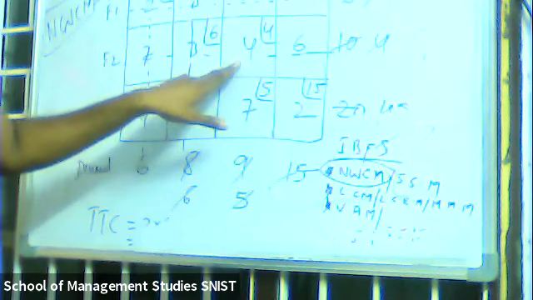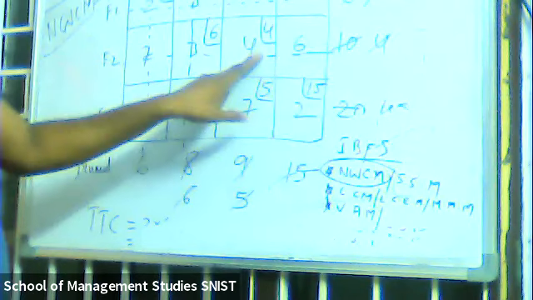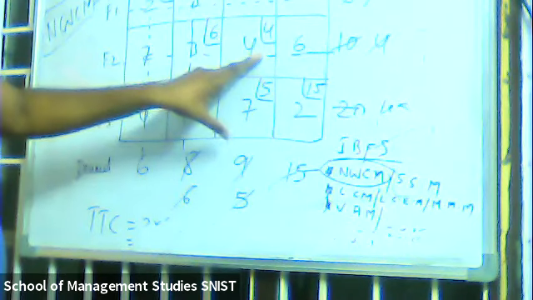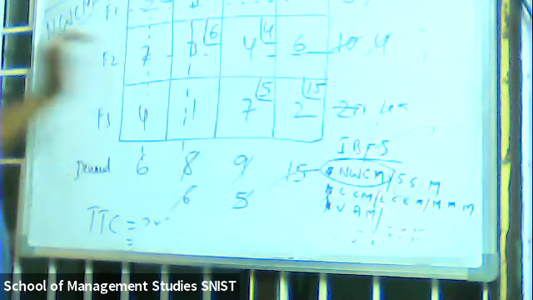Now again I'm going to work on x23. In x23, we compare 9 and 4. 4 is the least one, so I allocated 4 here. Here 6 plus 4 is 10, which is matching, so I'm crossing this one.